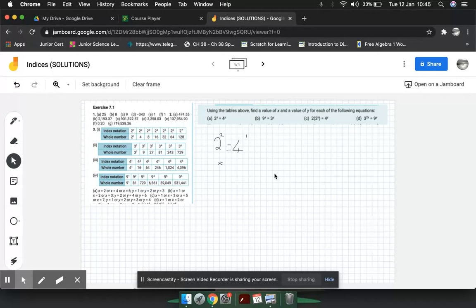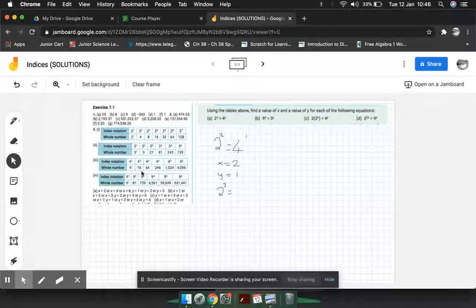Let's look at another example. You could also try 2 to the power of 3. 2 to the power of 3 is a value of 8. Is there any value here that matches? In actual fact, there's no value, because 8 doesn't occur, so therefore 2 to the power of 3 will not work. Okay, so trial and error, and you'll get your value.